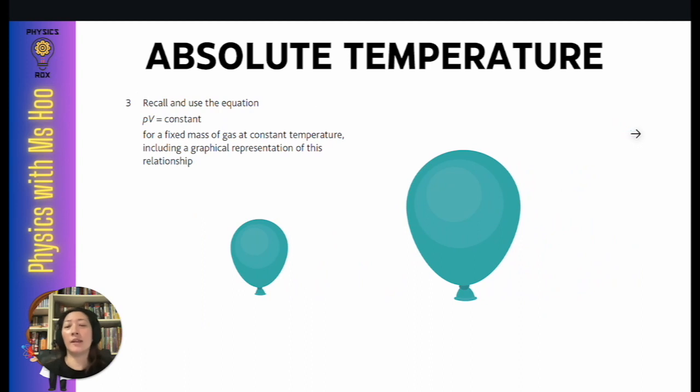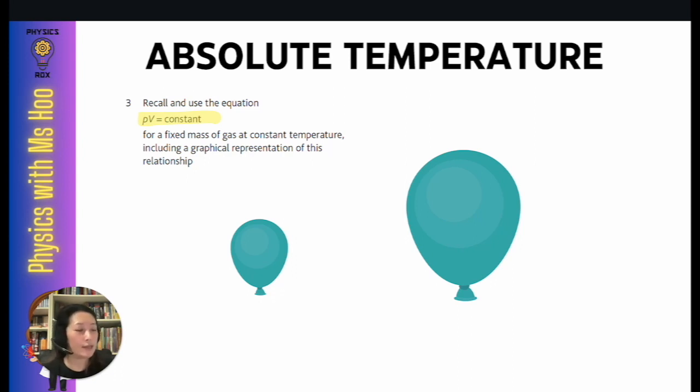So the only formula you need to know in this case is PV equals constant. This is actually Boyle's law, but you don't need to know the name for IGCSE. So for a fixed mass of gas at constant temperature, you need to know how to solve questions involving the changes numerically. So P is pressure and V is volume.